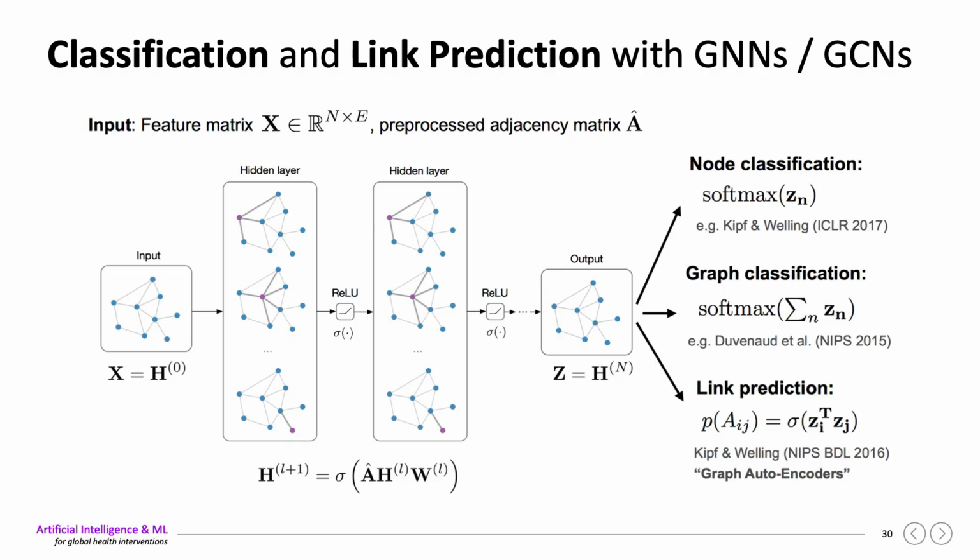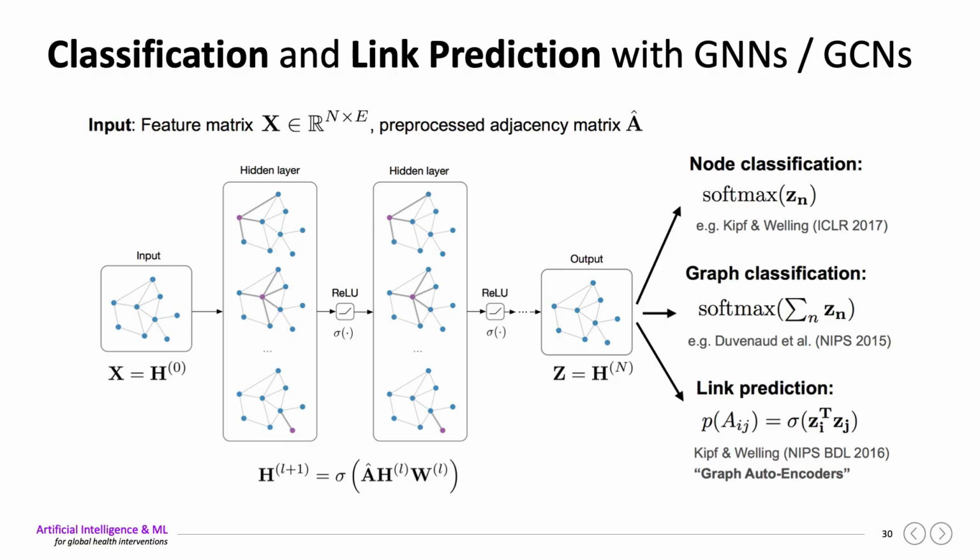The pipeline shows the input graph passed through hidden layers with ReLU nonlinearities, following the propagation rule H at layer l plus 1 equals sigma of A hat, times H at layer l times W at layer l, producing an output embedding Z, which equals H at layer N. 3 tasks branch from that output. Node classification applies a softmax to a single node's embedding z_n, following Kipf and Welling, ICLR 2017.